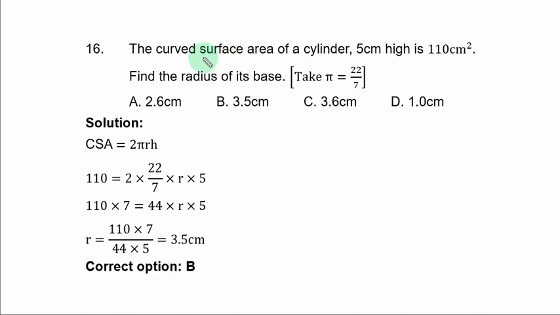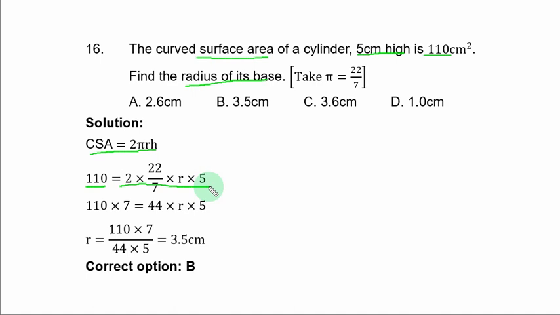Question 16. The curved surface area of a cylinder 5 cm high is 110 square centimeters. Find the radius of its base. Take pi as 22 over 7. Curved surface area of a cylinder is 2πrh. The area is 110 equal to 2 times pi times r, the unknown, times 5.